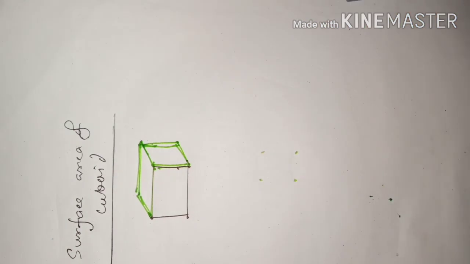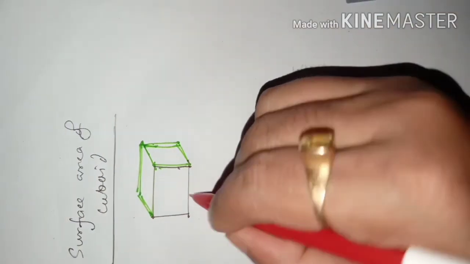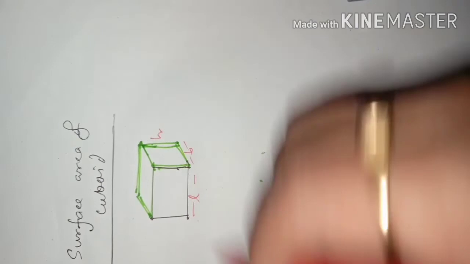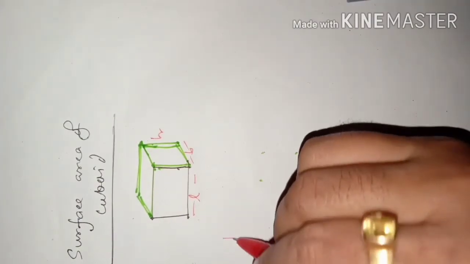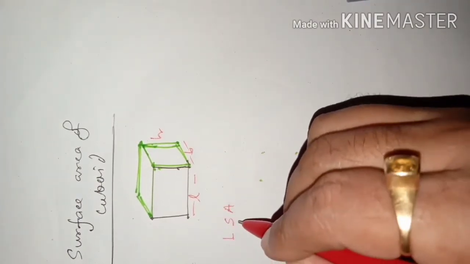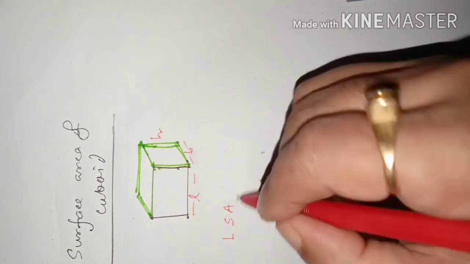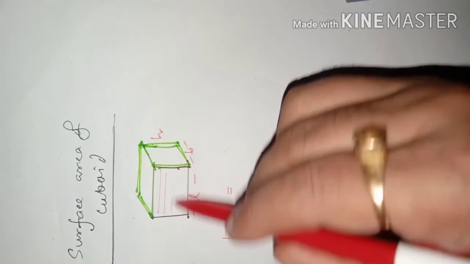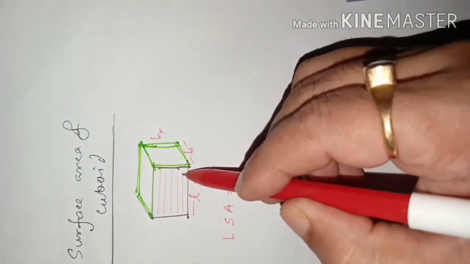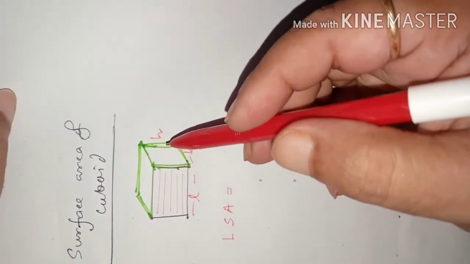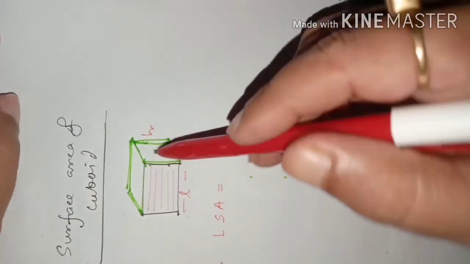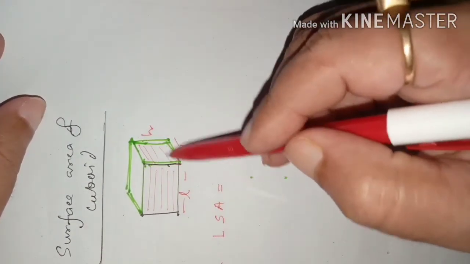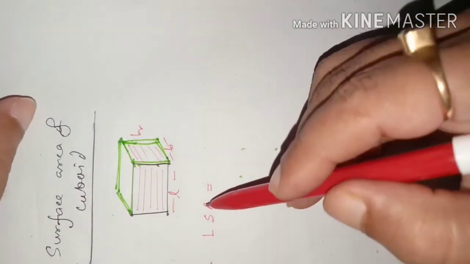Now when we talk about the surface area of a cuboid, there are two types of surface area. One is LSA, lateral surface area. LSA means lateral surface area, which means you take the surface area of the walls. Think about the room that you are living in. You consider the walls only, leaving the ceiling and the floor. So the area of the walls together is called the lateral surface area.